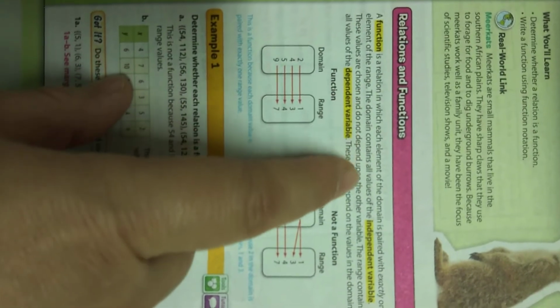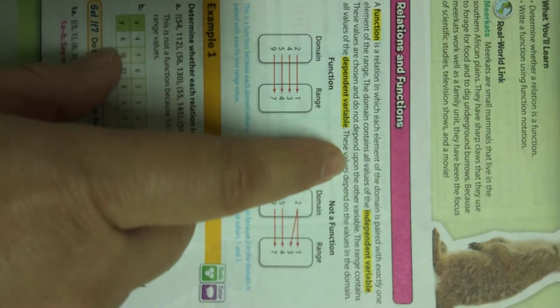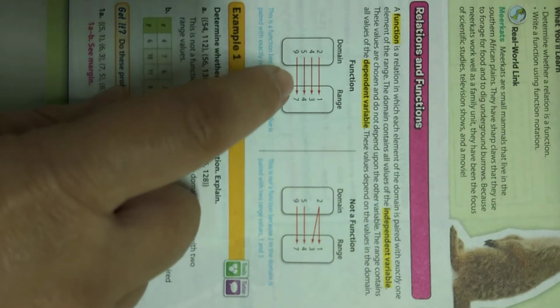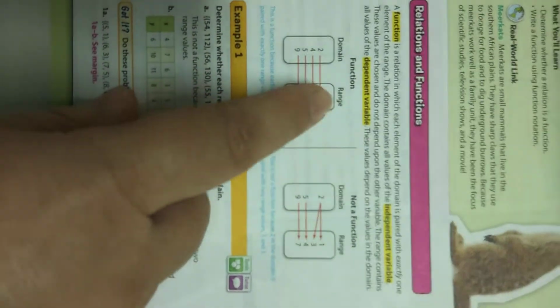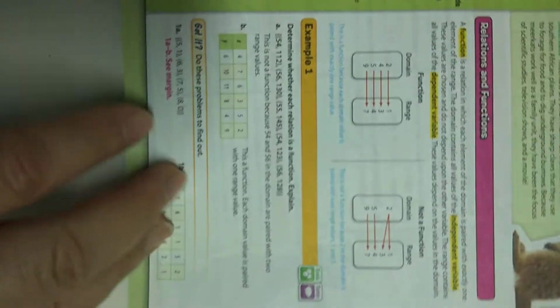The domain contains all values of the independent variable, and these values are chosen and do not depend upon the other variable. So these are independent, we just choose them, they don't depend on anyone else. But these do. These are dependent variables. They depend on the values in the domain, and it's because they're usually related by an equation like this. The x can be any number, but the y will be dependent on what x is. So that's why we call y the dependent variable and x the independent variable.